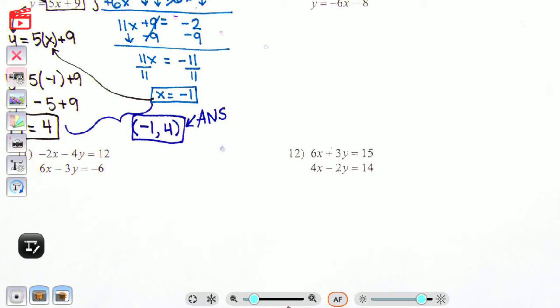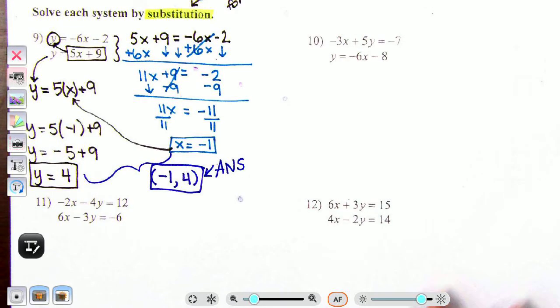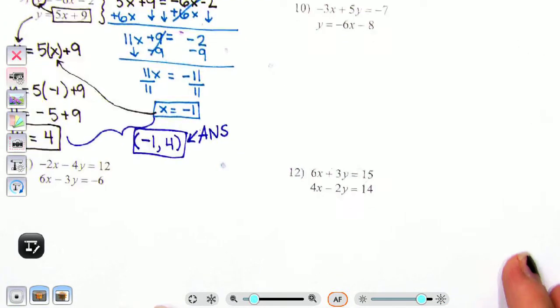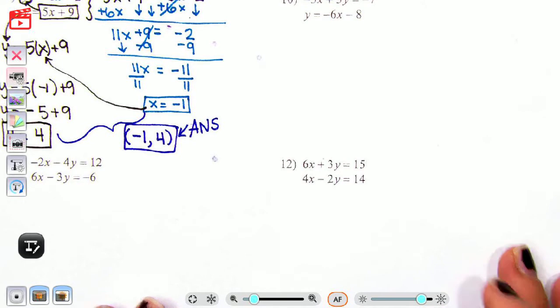We just finished number 9 using substitution. We're going to do one more example. We're going to jump to number 12 for substitution, specifically for substitution.